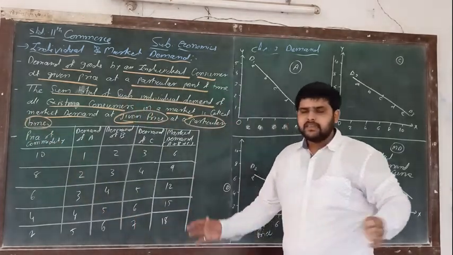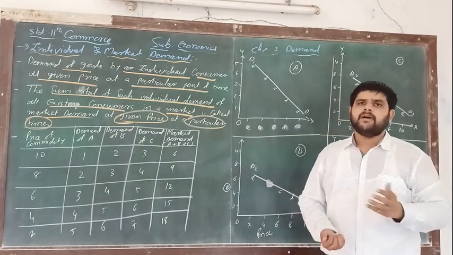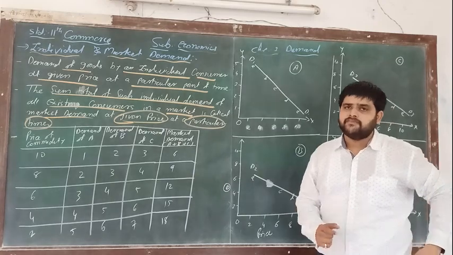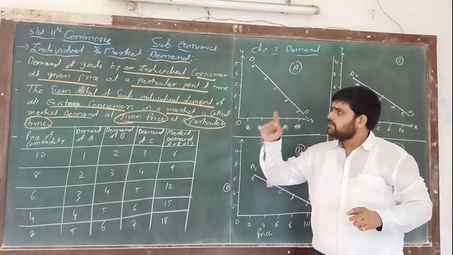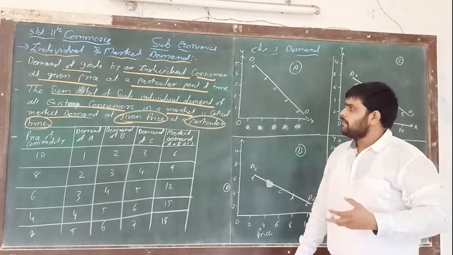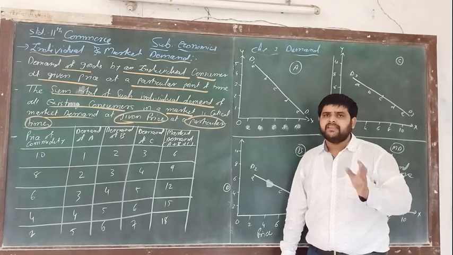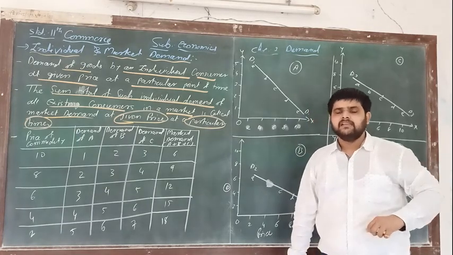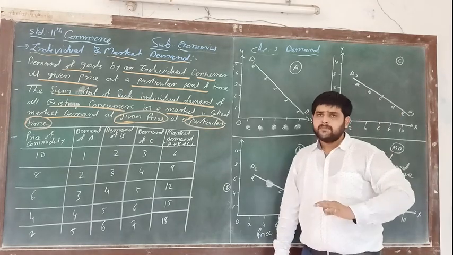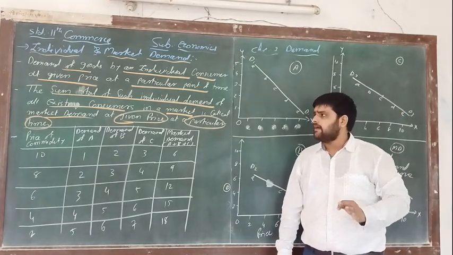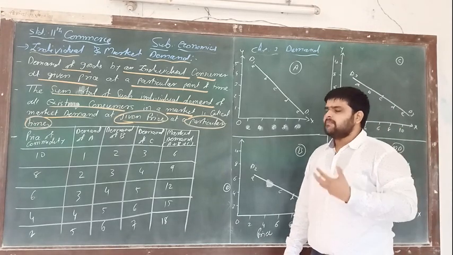So the sum total of all the individual demand is called market demand. So two types of demand are there. Number one is individual demand, that is the demand for goods by an individual consumer, only one consumer, at a given time and given price. But the sum of such individual demand of existing consumers in the market is called market demand.